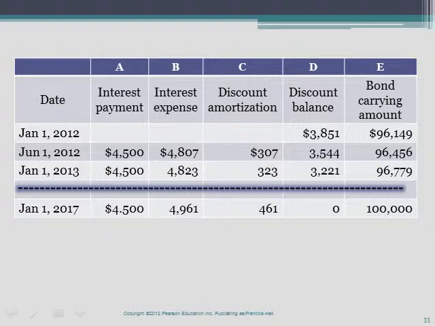Column C is the discount amortization, which reflects the excess of interest expense, column B, over interest payment, column A. Column D is the discount balance, which decreases when amortized, and then column E is the bond carrying amount, which increases from $96,149 at issuance to $100,000 at maturity.